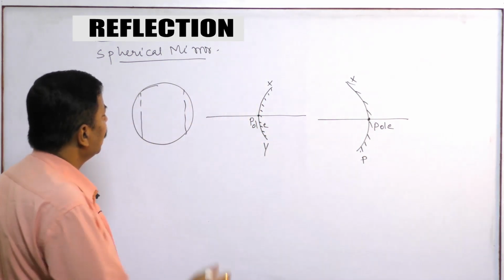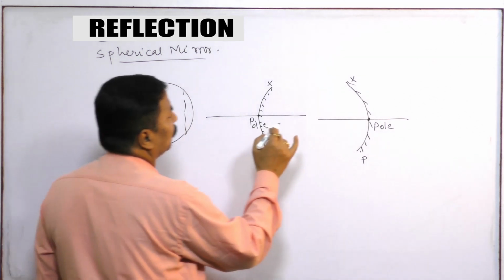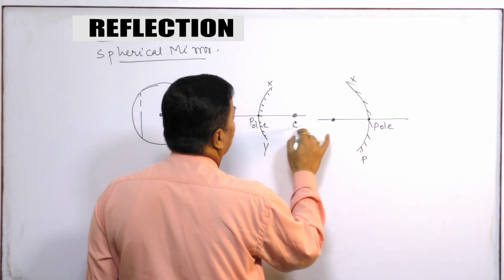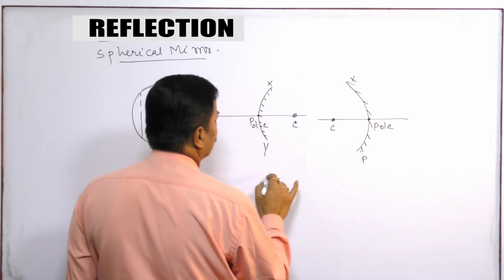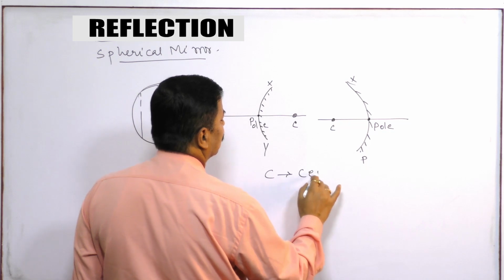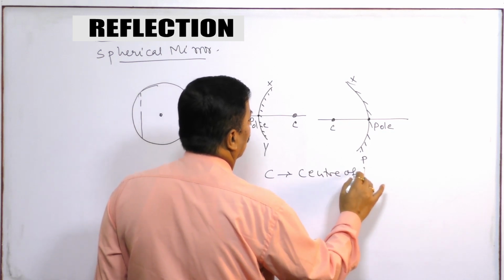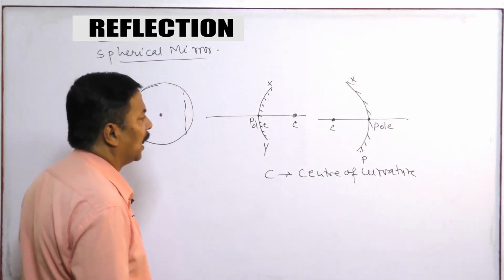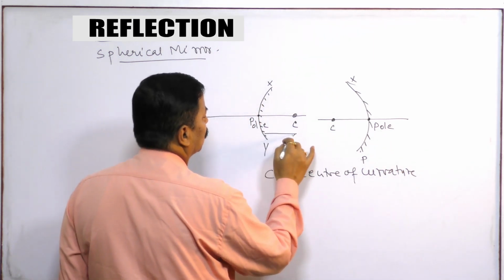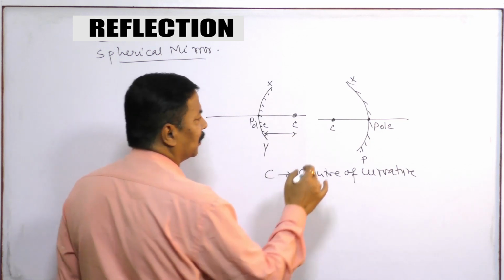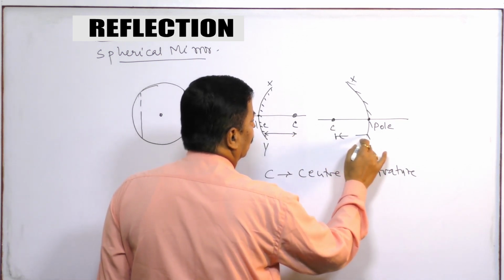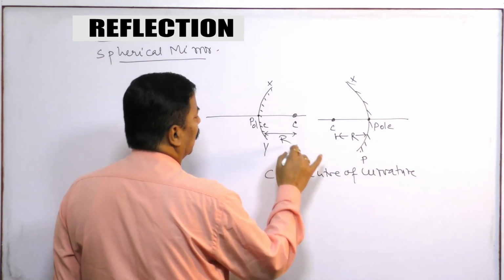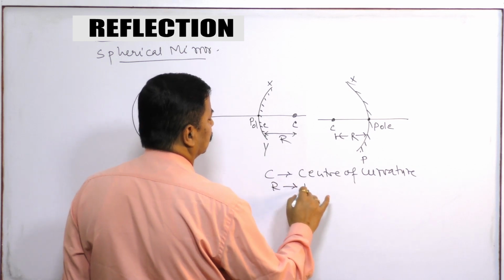Naturally this sphere will have a center. This center I am representing at C, and C represents your center of curvature. And the distance from pole to center of curvature, these things you already know, is known as radius of curvature.